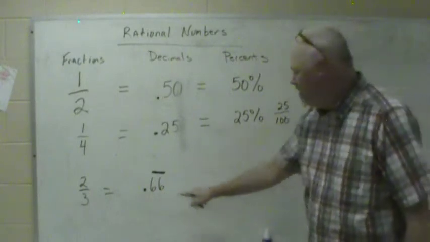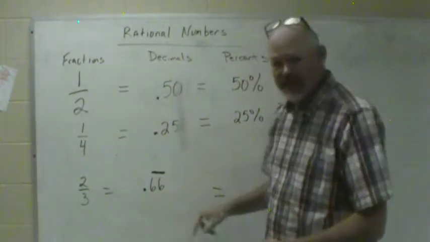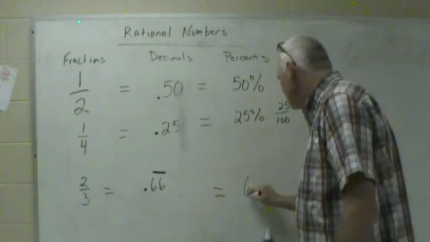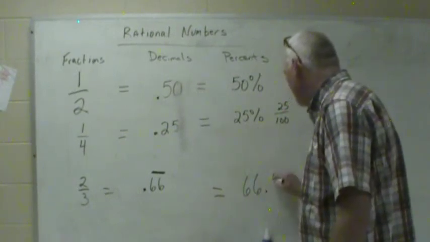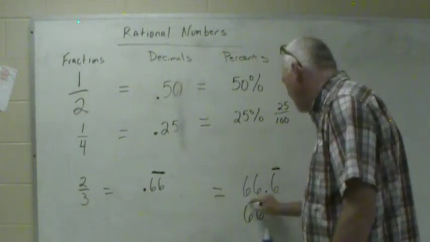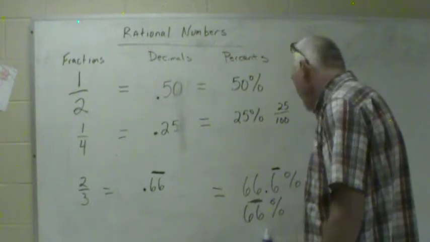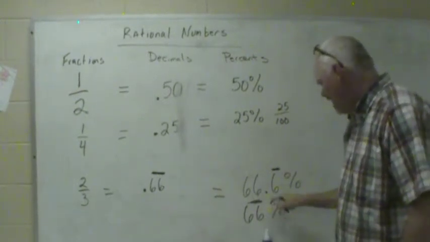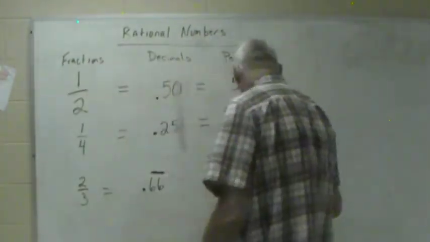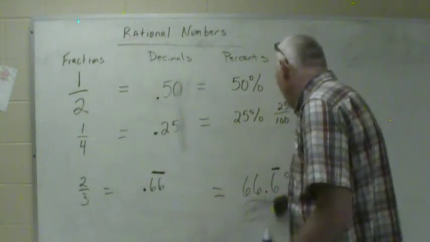Easy part, how do we change a decimal to a percent? If you got your calculator and you got 0.66 in there, you just hit times 100, and you're going to get 66.6. If you write that, you can just do the 66 with a bar over it. But make sure you put a percent on the end. I think it'd be better to write it like that, 66.6% repeating. Fractions to decimals to percents.